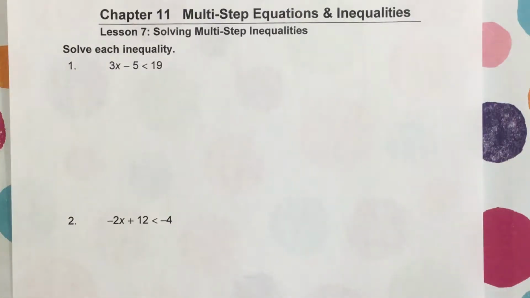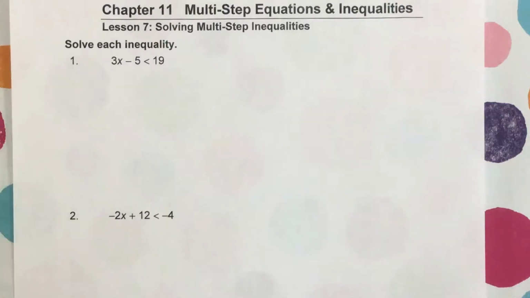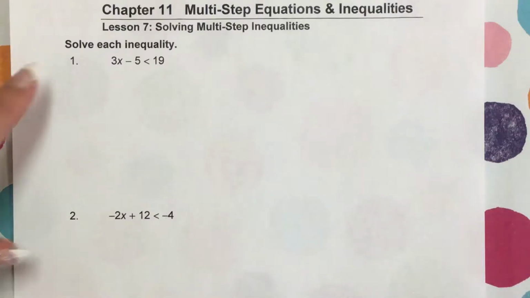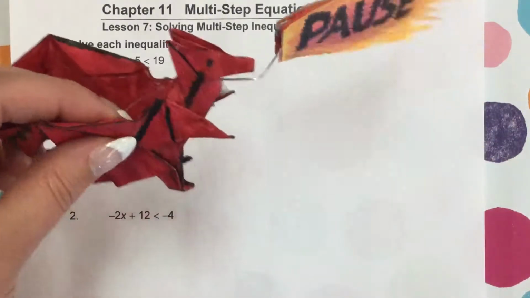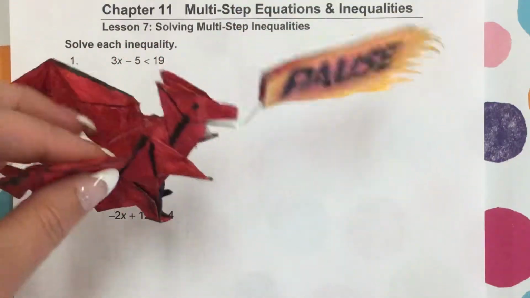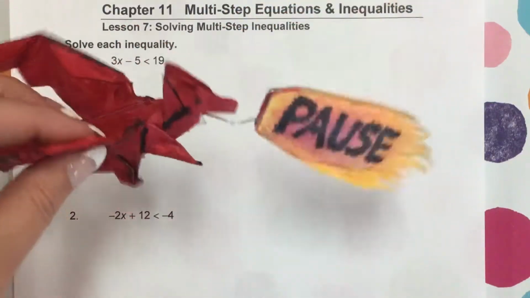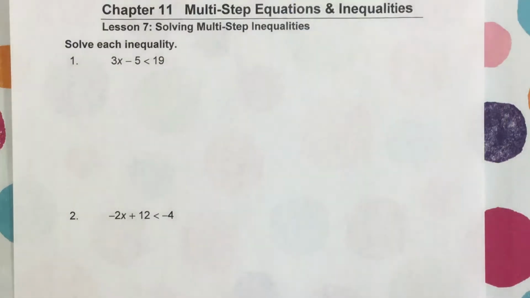So we did some problems together last lesson, and so I want you to go ahead and try to work 1 and 2 out on your own. All you're going to do is solve each inequality and figure out what x is. Go ahead, press pause, work those out. When you get done, press play and we'll go over the answers. All right, see you in a bit.